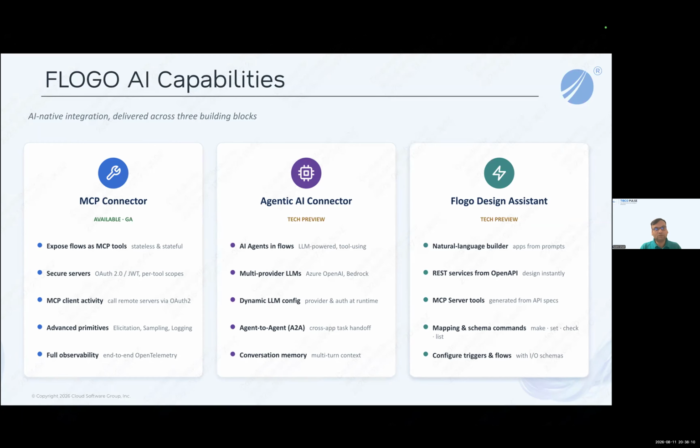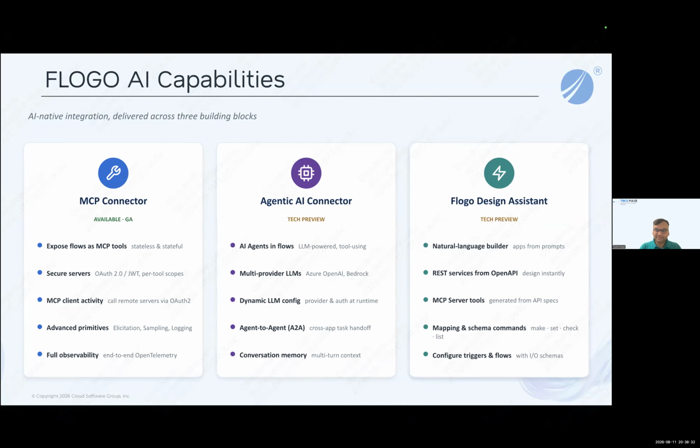And Flogo also supports MCP client activity, wherein you can invoke external MCP servers. So Flogo provides you the entire MCP ecosystem, be it building MCP servers or invoking external MCP servers. And we do offer advanced primitives like elicitation, sampling, and logging, right?